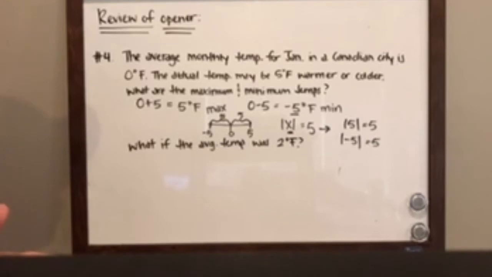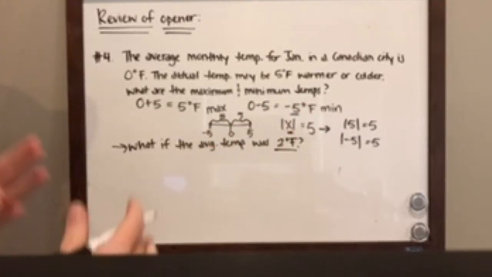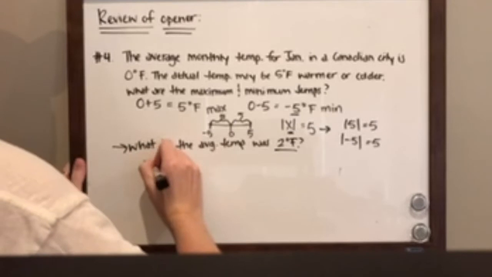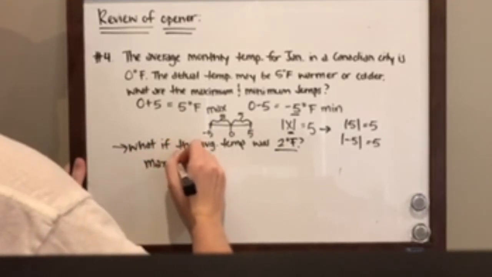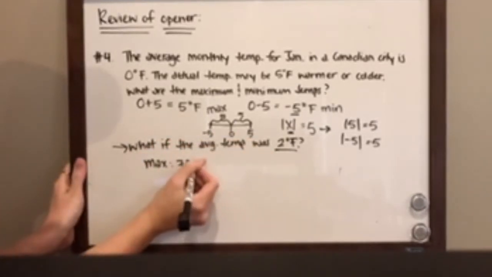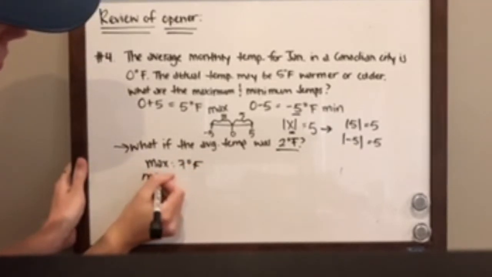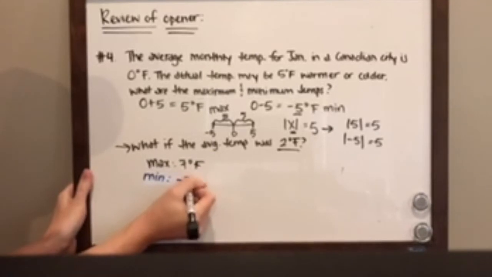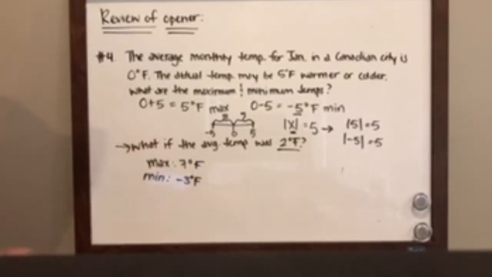What if I change the problem a little bit? What if I say that the average temperature was actually 2 degrees Fahrenheit? So now, again, we could say 2 plus 5 is going to give us a max of 7. And then 2 minus 5 is going to give us a minimum value of negative 3. How could you write that as an absolute value equation?